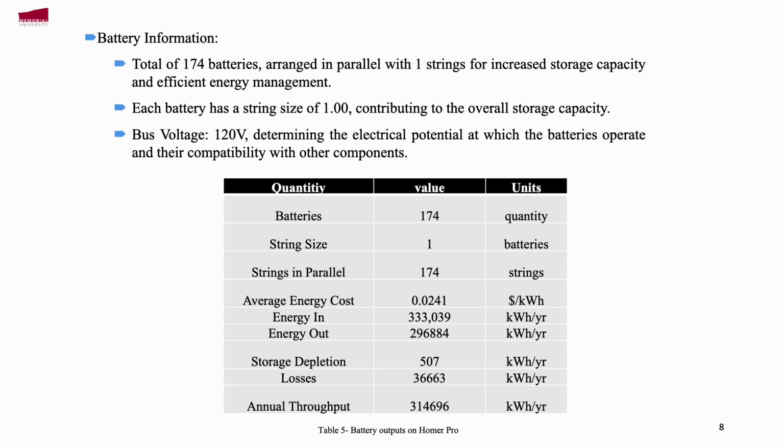components. And here we can see the average energy cost from Table 5 is $0.0241 per kilowatt hour, and some of the energy in and energy output. The storage depletion is 507 kilowatt hours per year, and the annual throughput is 314,696 kilowatt hours per year.